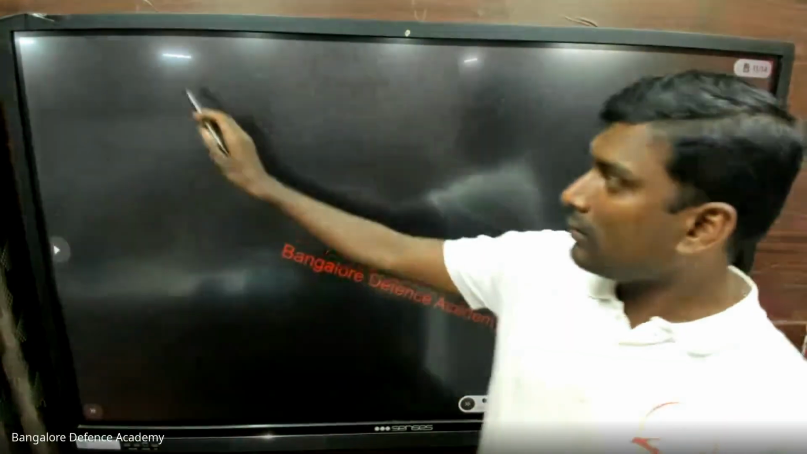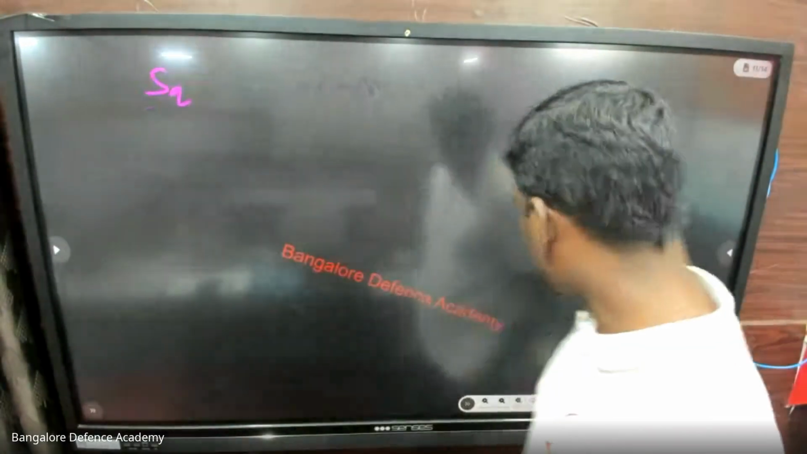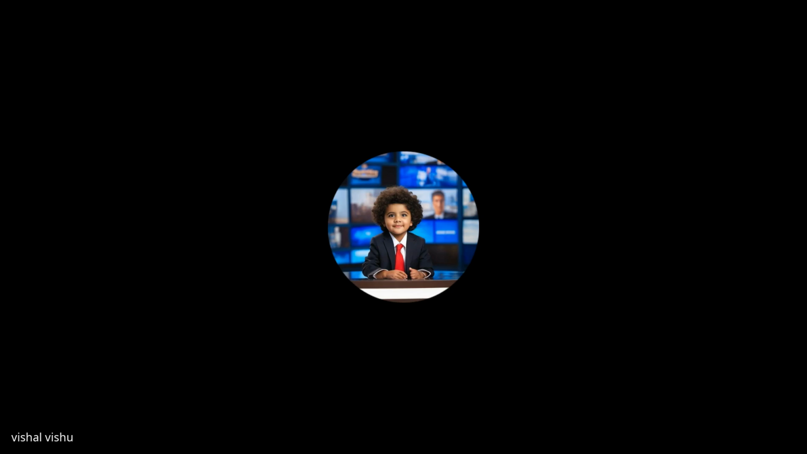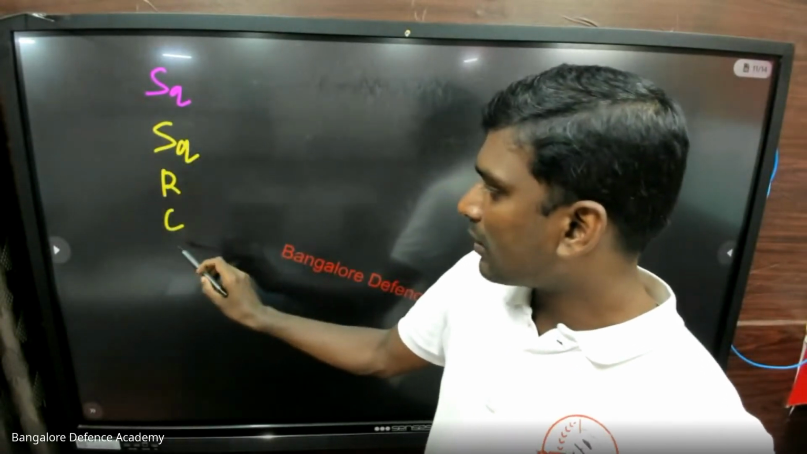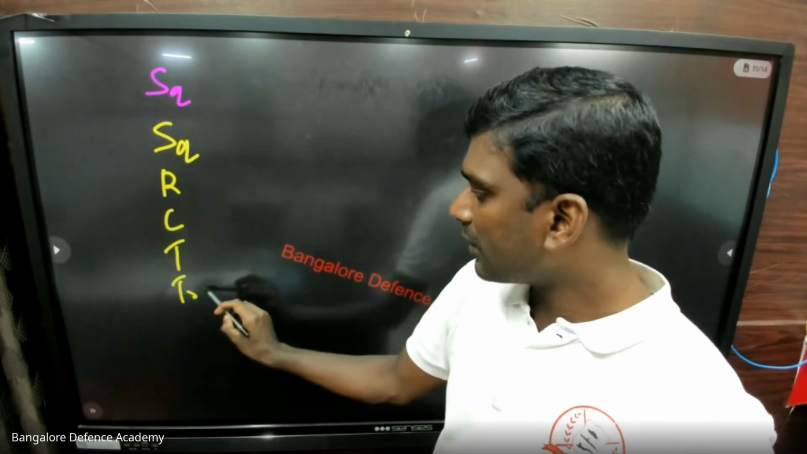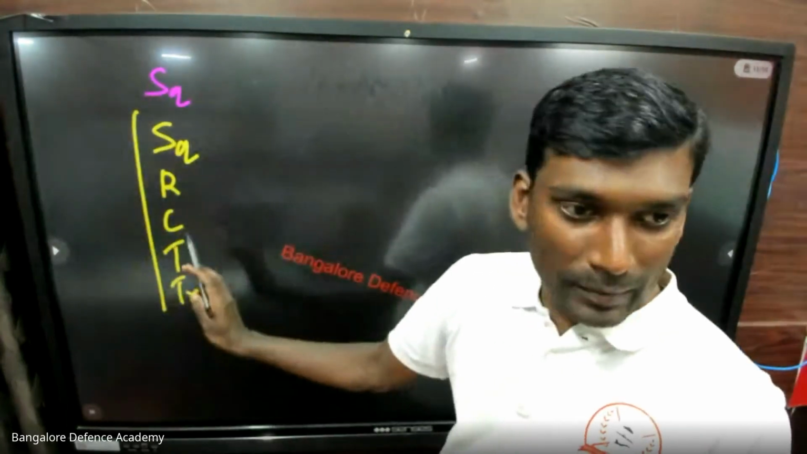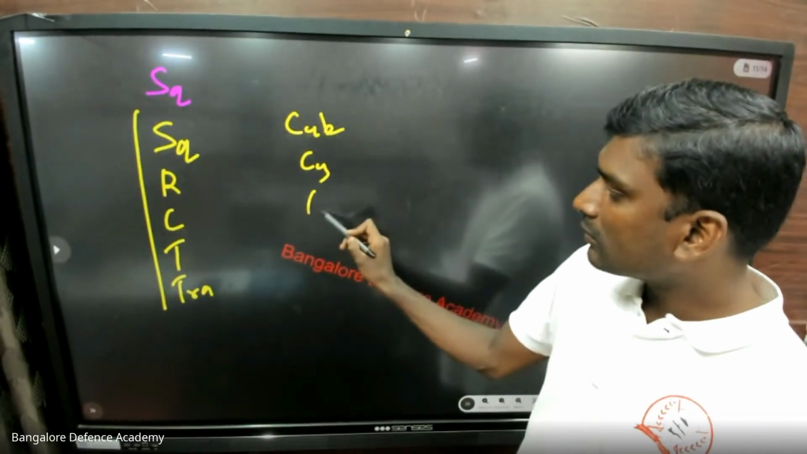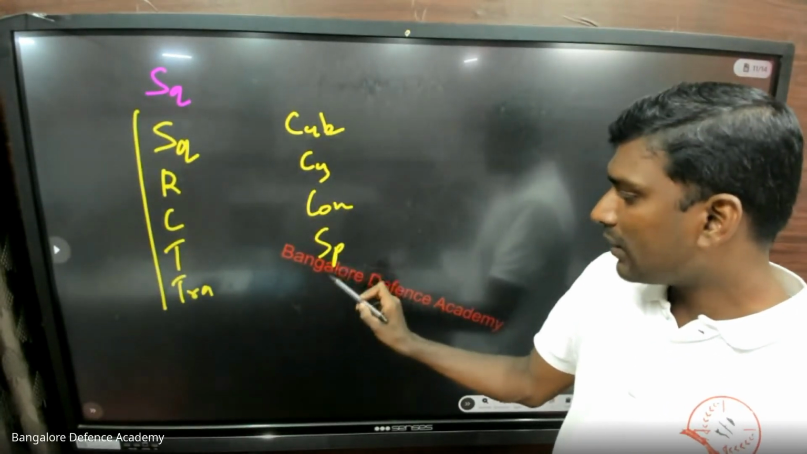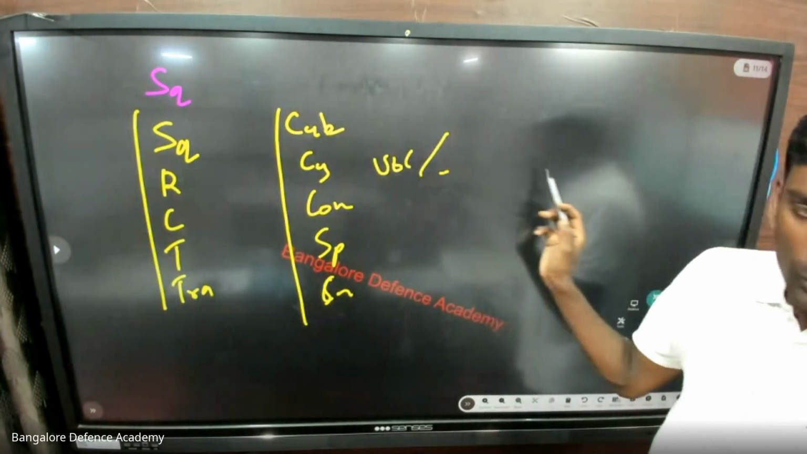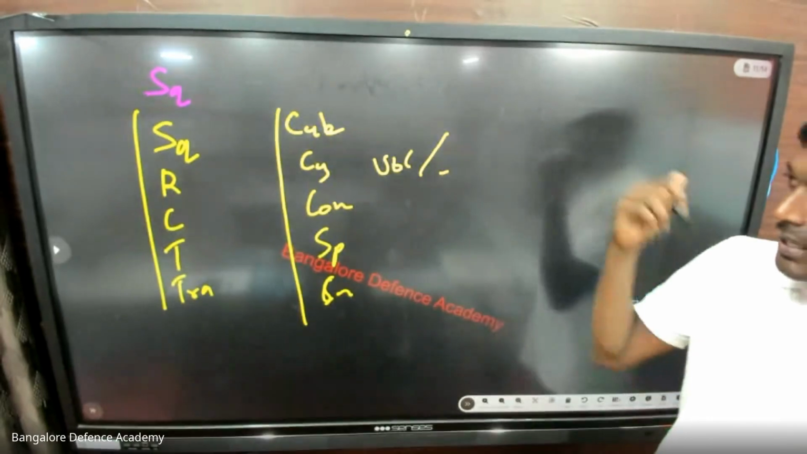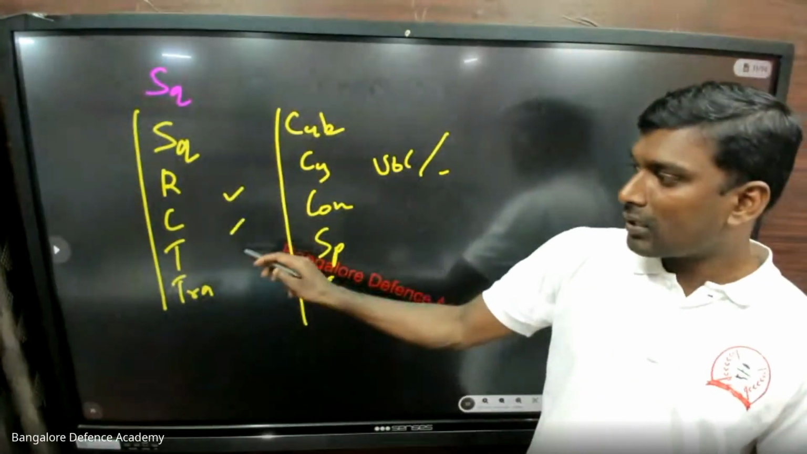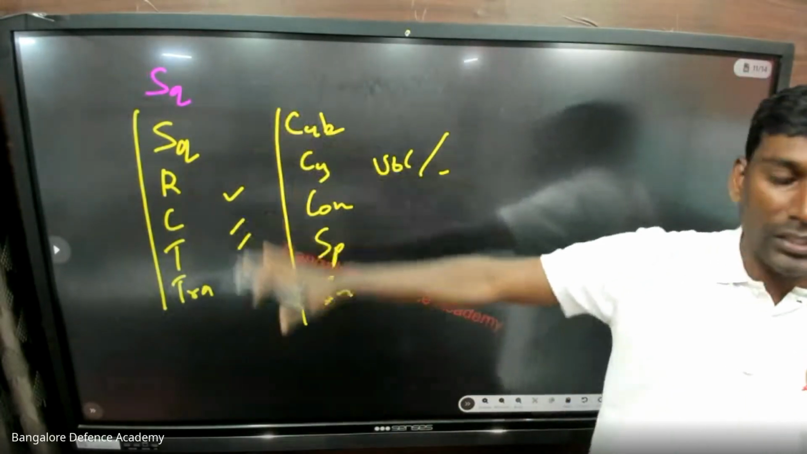Fine. So we started with square, then rectangle, then circle, then triangle, and then trapezium. Area and perimeter. Then we have done cube, then cylinder, then cone, then sphere, and then cuboid. So I have given you the formula of volume and then total surface area or curved surface area. In the next class, I'll be asking you all the formulas. There will be a test of all the formulas.